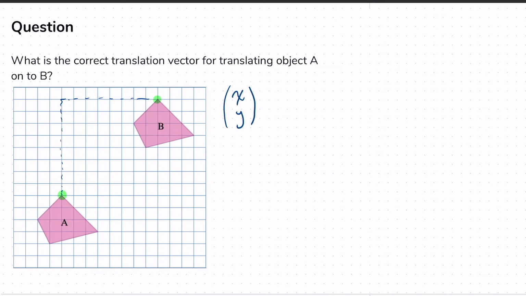So in this instance, it's 1, 2, 3, 4, 5, 6, 7, 8 up. And counting there is 8 across. So the correct translation vector, 8, 8. Let's just double check, right? What about this one here? Well, I can see that it meets there. So 1, 2, 3, 4, 5, 6, 7, 8. 1, 2, 3, 4, 5, 6, 7, 8. So I'm happy. The correct translation vector.